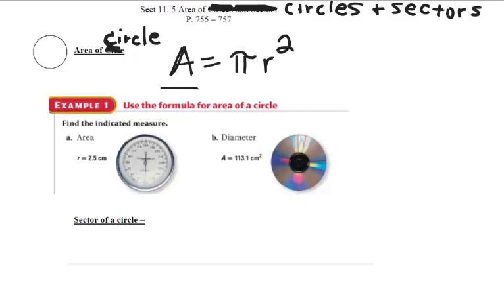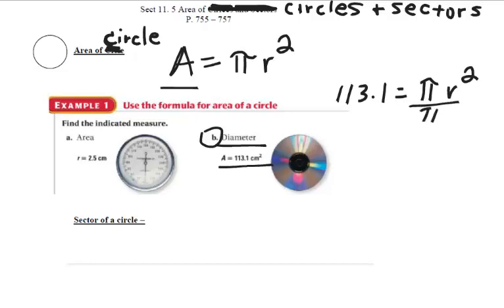So let's do B here of the example, where if I'm looking for a diameter and I'm given the entire area, you just plug in what you know. The area is 113.1 centimeters. That's the area. And pi r squared. So the first thing we have to do is solve for r squared. Solve for r. So I'm going to divide both sides by pi.